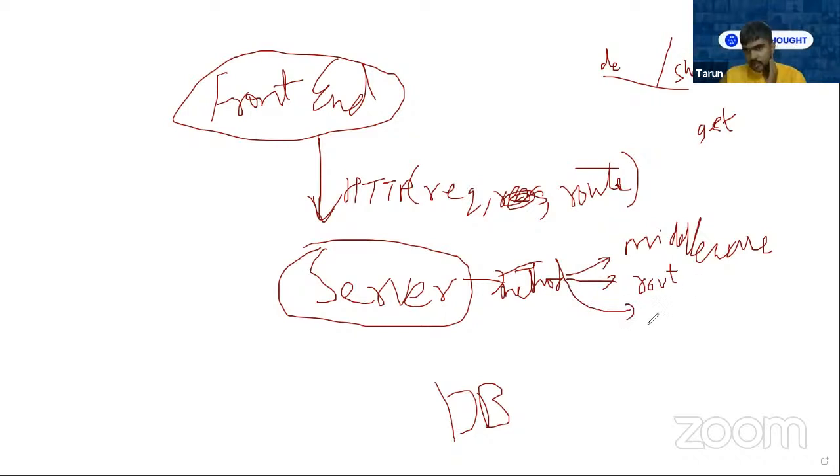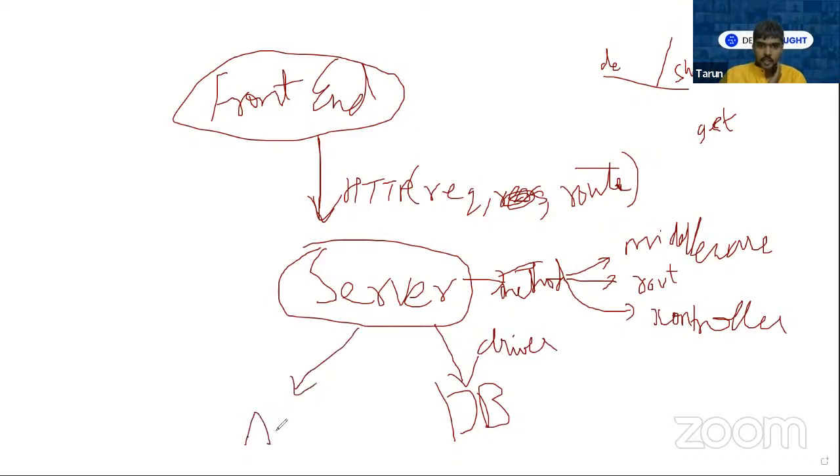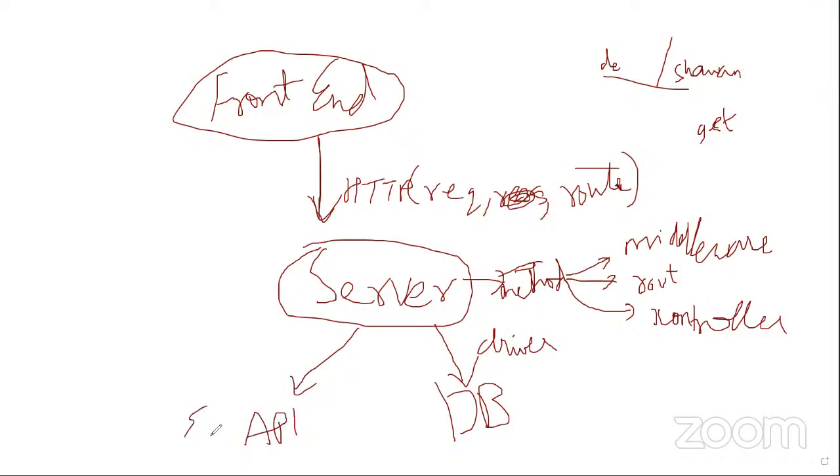Okay, you have a middleware, you have a route, and what was the third one you said? Controller. Controller is what to do. Yes, what to do. Route is where to do. Middleware is like a mixture kind of. The server talks to the DB, to the driver. The server can talk to external APIs through drivers.